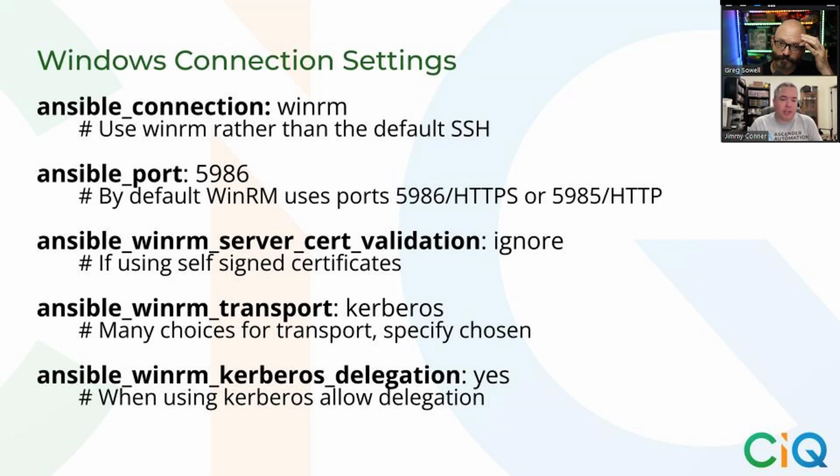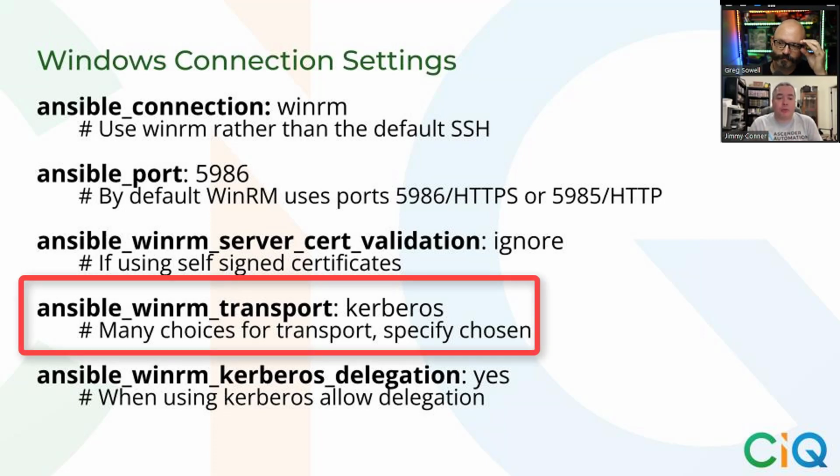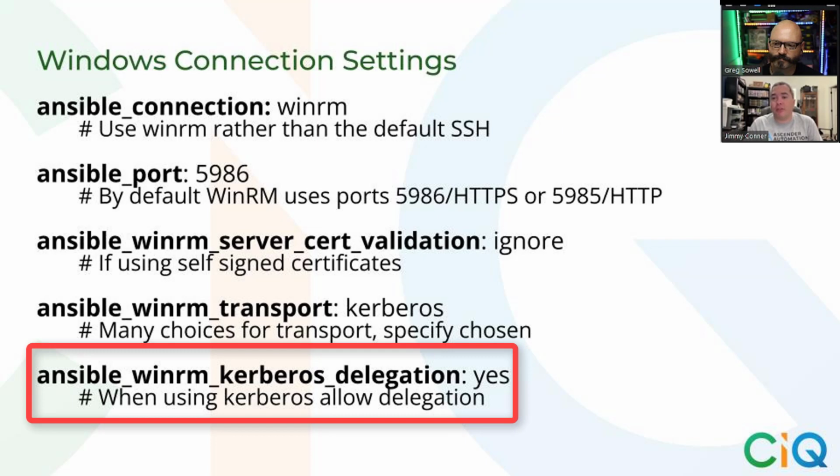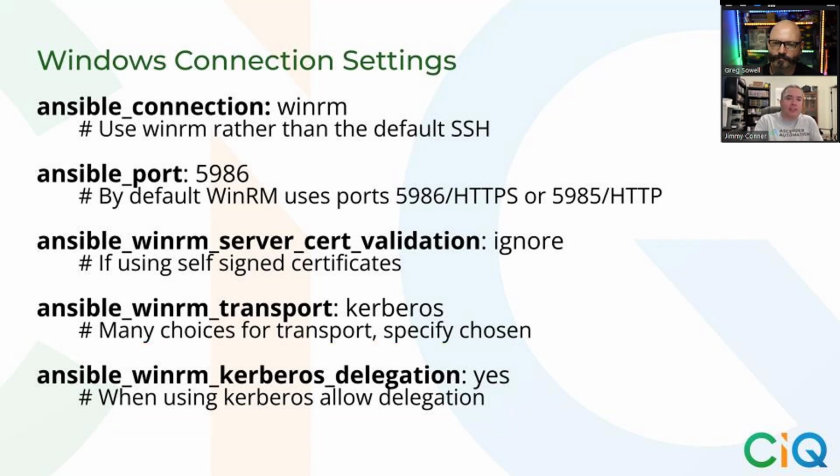They're all self-signed for the most part. Then we have the WinRM transport. This is going to be one of the important ones. This is what basically tells us what authentication method to use. There are 5 different ones that we're going to talk about. And if we happen to use the Kerberos one, we need that very last variable, which is setting a delegation flag. We'll talk about why on that.